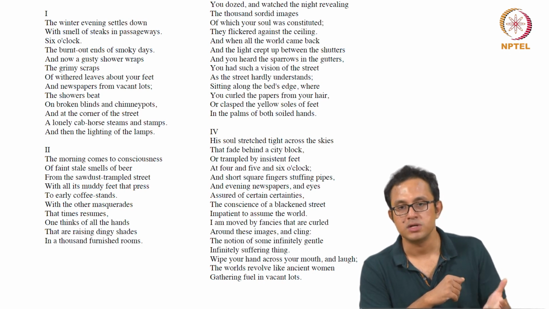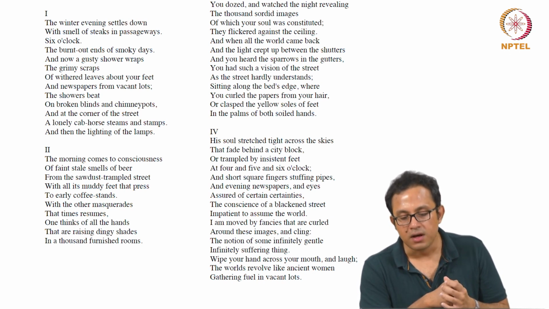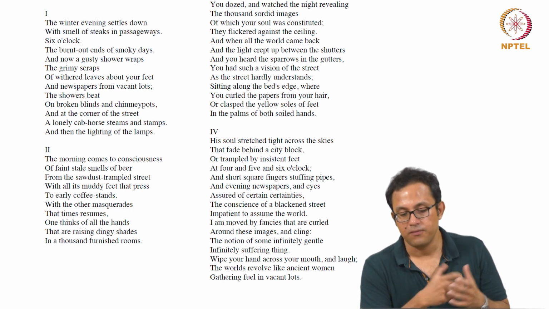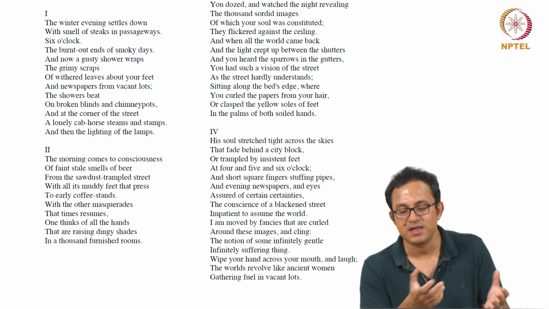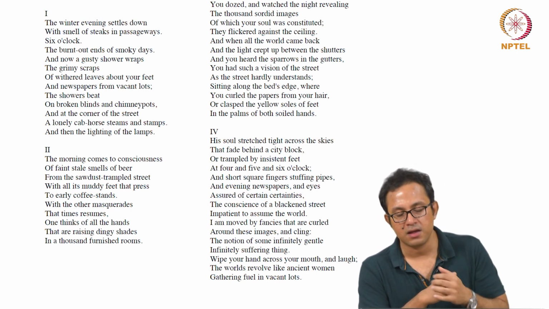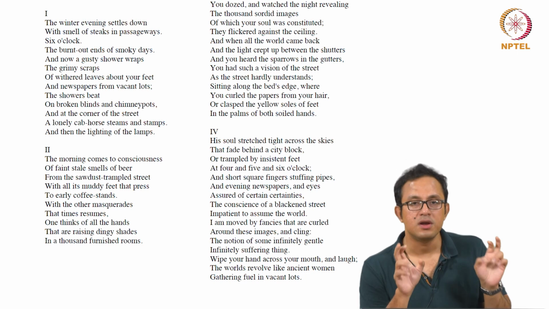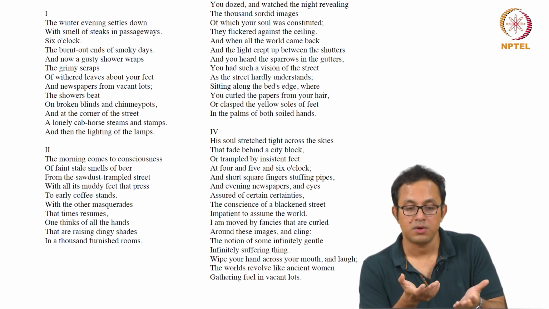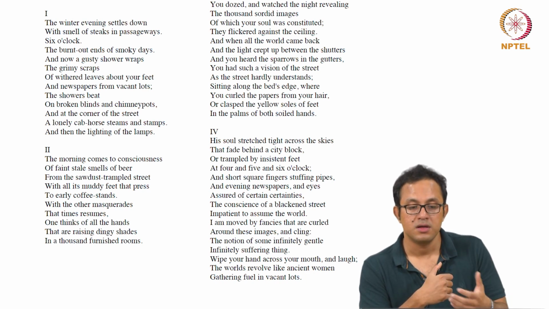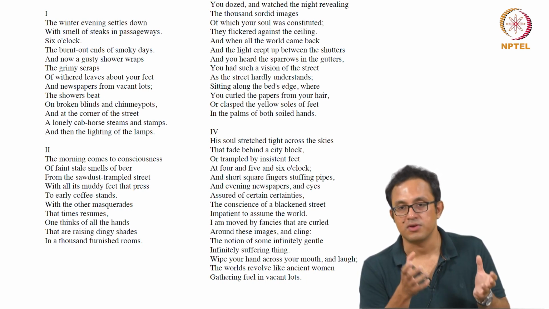And finally, we have the image of the street again, the conscience of a blackened street, impatient to assume the world. So the blackened street becomes a metaphor of the suffering human subject. The blackened street becomes a metaphor of, let's say, urban sin or metropolitan sin. And of course, we can connect it back to the figure of the prostitute just at the beginning, the previous stanza, where the fallen woman, or even if it's a laborer, it's never clear the figure is male or female. But even if it's a laborer, it's indicative of a reified human subject.